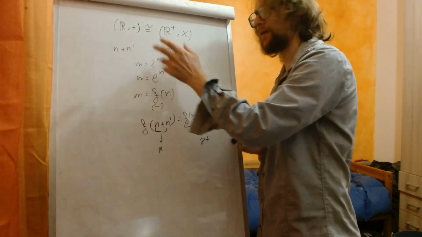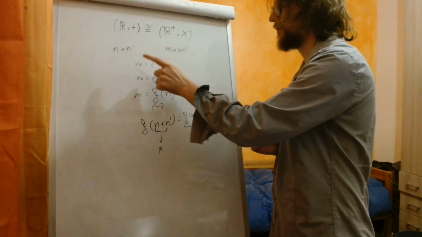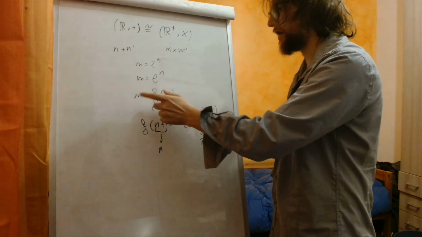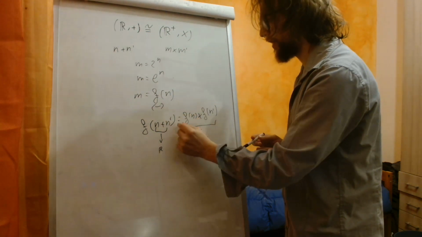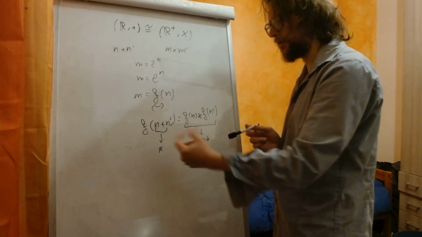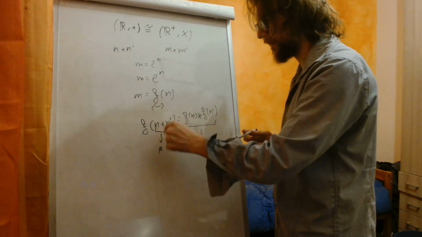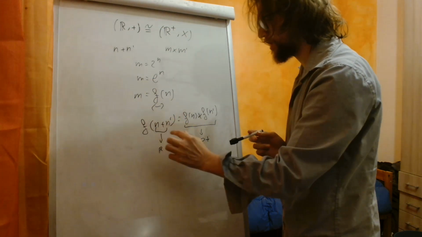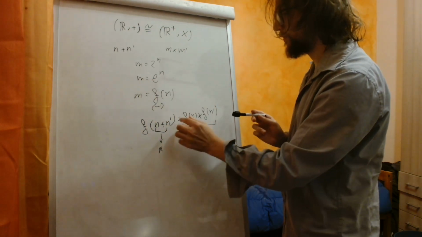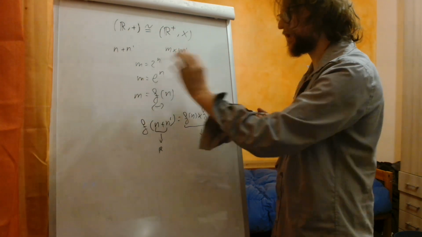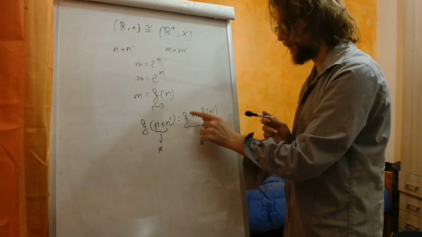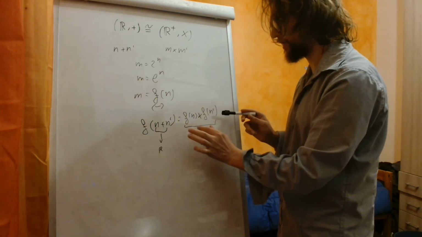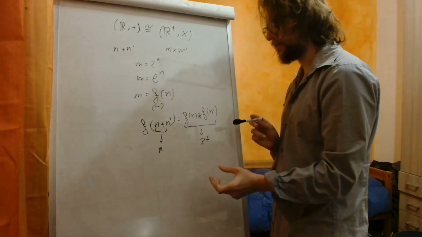This operation can be mirrored with this operation by taking, for example, f of n equals 2 to the n, or e to the n, and any bijective function which preserves the structure, which means that if you do an operation inside this set R and you take the function of this operation, it's like doing first the bijection f of n and f of n prime, and then doing the operation in this other set.